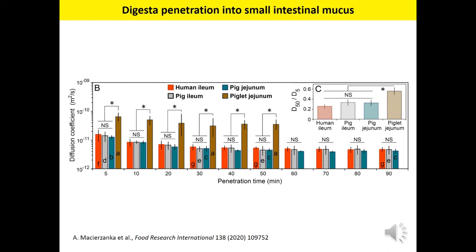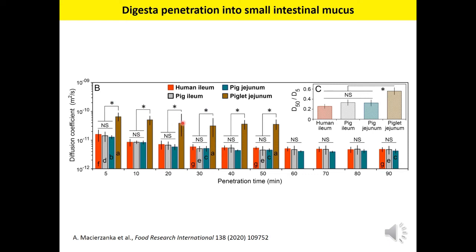Calculations of diffusion coefficients of digesta in the mucus collected from the adult pig jejunum and also the pig ileum showed that there was no difference in the penetrability of the mucus collected from these two different anatomical locations in the adult pig small intestine. More importantly, the digesta penetrability of the human mucus was very similar to the one observed for the adult pig mucus samples. So the diffusion coefficient of digesta in the human mucus was not statistically different from the diffusion coefficients recorded for the digesta in the adult pig mucus samples.